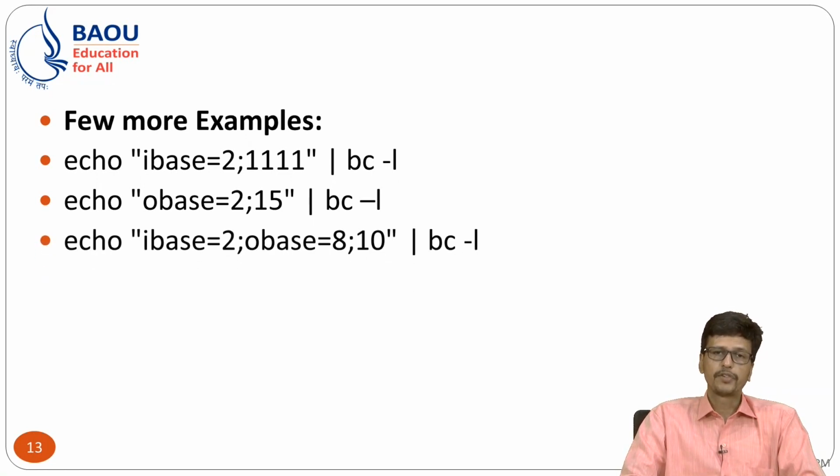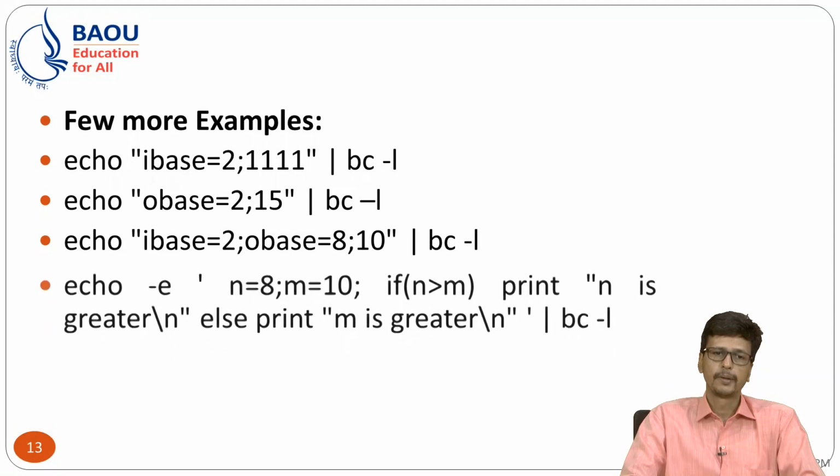Then, if you want to change the base, because the default base is decimal, now you want to convert from binary to octal, right? So ibase=2, that means whatever data is entered by the user will be in binary format. You want to convert into octal, that's why you are using obase=8, and then you are entering some value, 10. So it is not ten, but in binary it is 10, and the output of this command will convert that 10 into octal format, right?